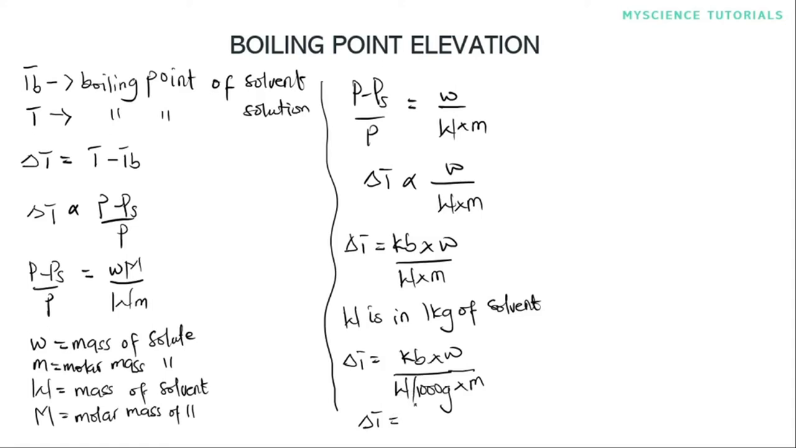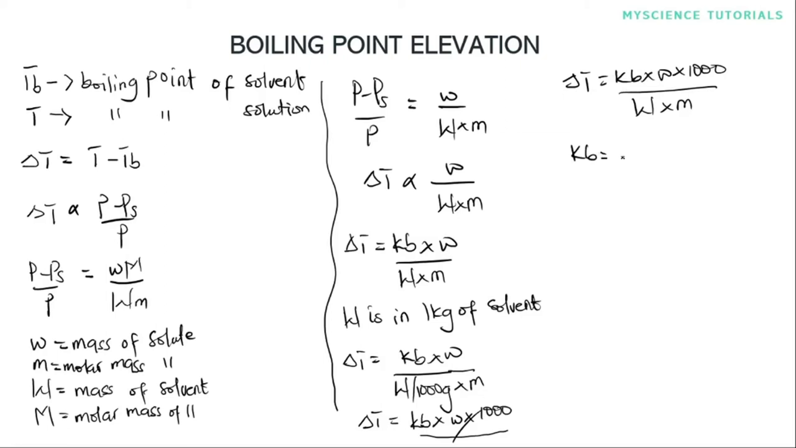So if we do the substitution very well, we can see that our whole formula over here, because this is W divided by 1,000 grams, becomes KB multiplied by W multiplied by the 1,000 comes to the top, then divided by, sorry, let me write it over here. So we have delta T is equal to KB multiplied by small w multiplied by 1,000, all divided by capital W by small m. So this now becomes our formula for boiling point elevation, where delta T over here is the boiling point elevation, and KB is our molar elevation constant.